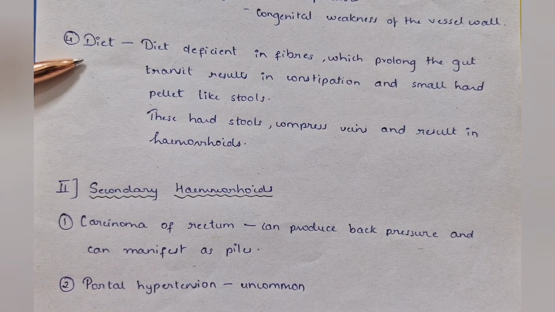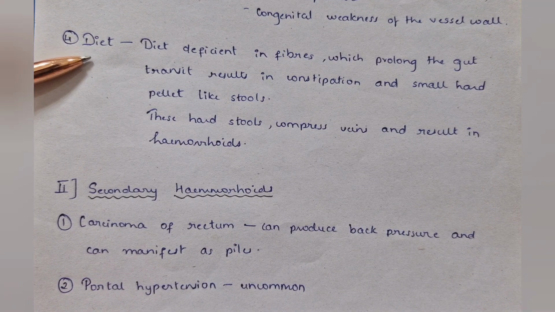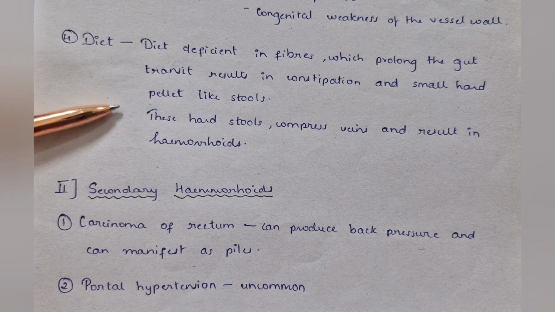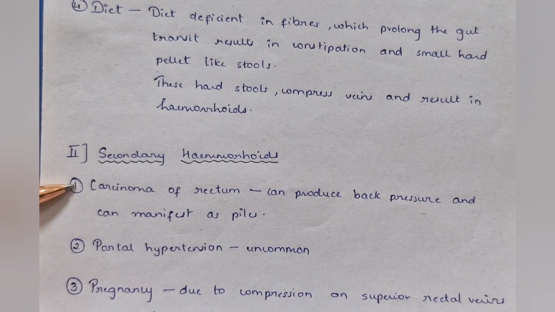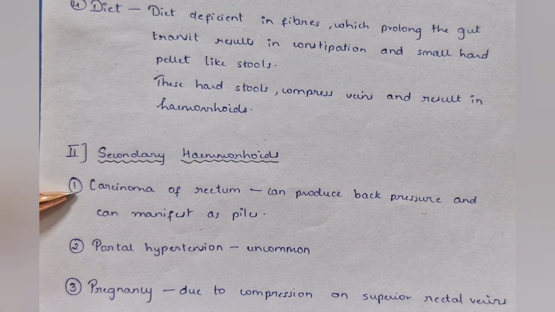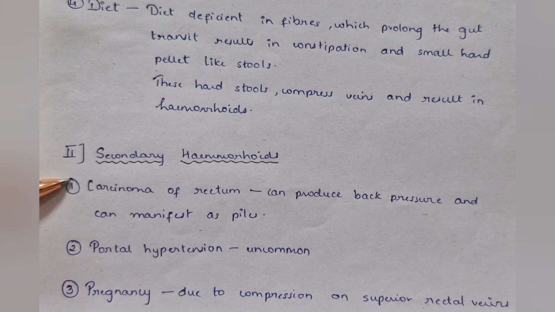The fourth one is diet. Diet deficient in fibers, which prolongs the gut transit, results in constipation and small hard pellet-like stools. These hard stools compress the veins and result in hemorrhoids. The second classification is secondary hemorrhoids.